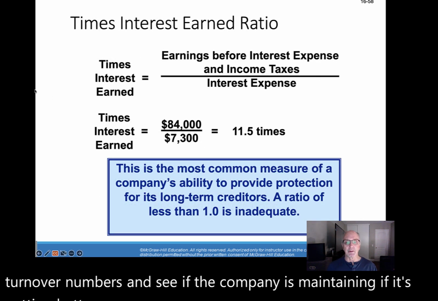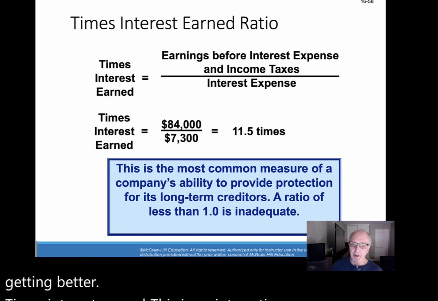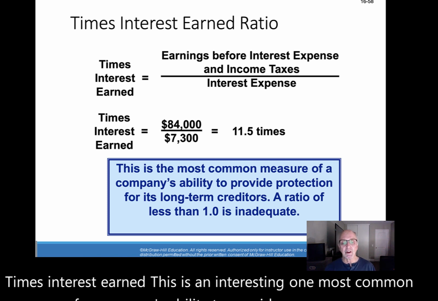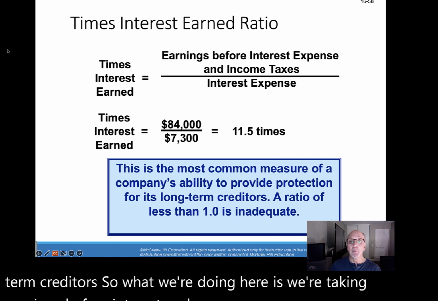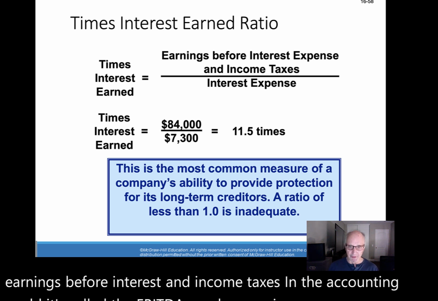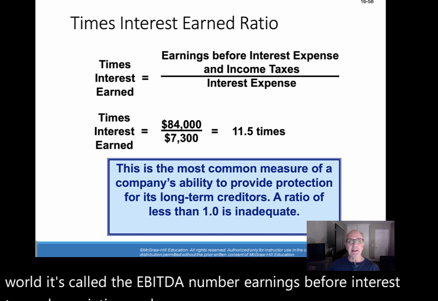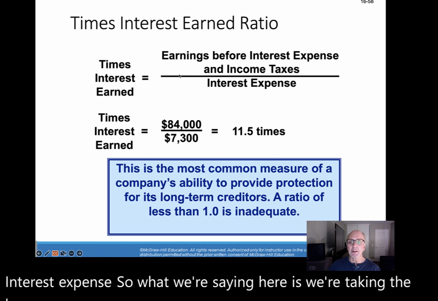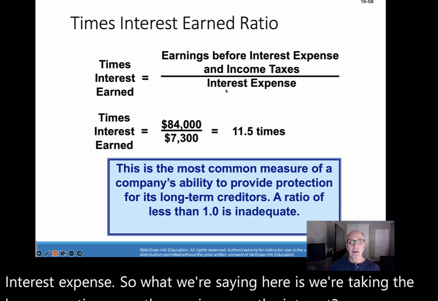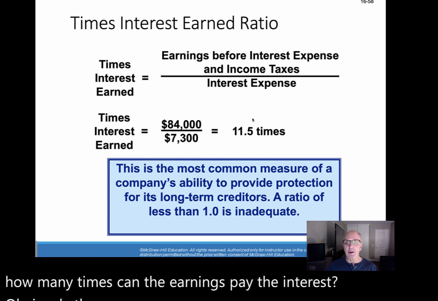Times interest earned. This is an interesting one. Most common measure of a company's ability to provide protection for its long-term creditors. So what we're doing here is we're taking earnings before interest and income taxes. In the accounting world, it's called the EBITDA number. Earnings before interest, taxes, depreciation, and amortization. We're taking that number and dividing it by interest expense. So what we're saying here is, how many times can the earnings pay the interest? Obviously, the larger the number, the better. 11.5 times for this company.